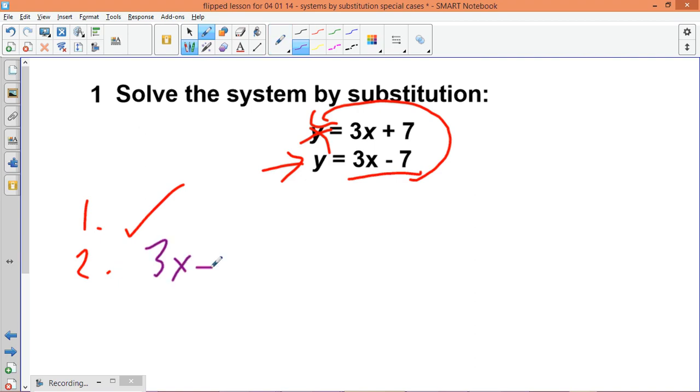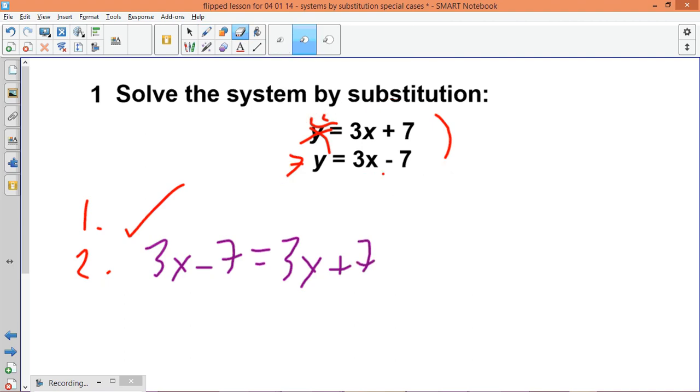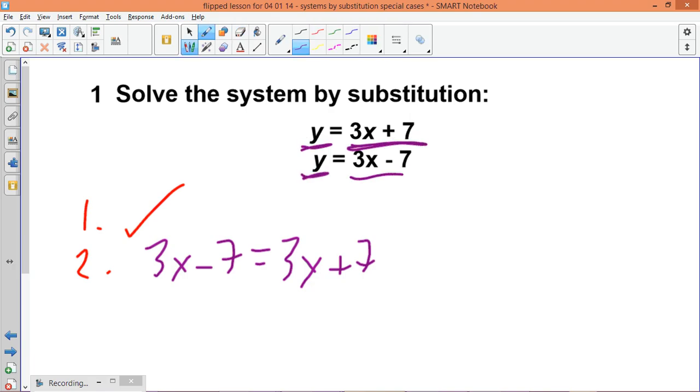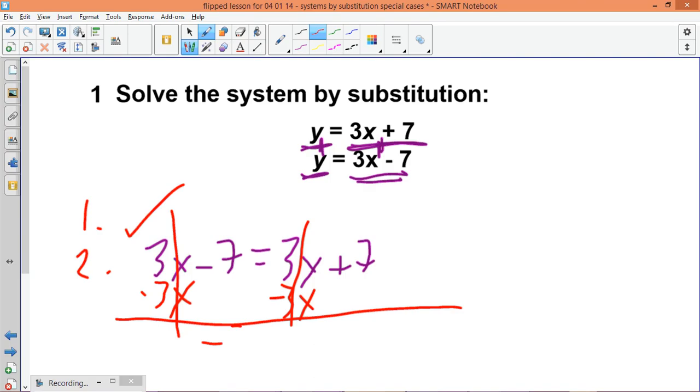3x minus 7 equals 3x plus 7. And that should make sense, right? Because what this is really saying is y equals this guy, but y also equals this guy. So if y equals y, then this guy must equal this guy. So I have 3x minus 7 equals 3x plus 7. Now I simplify. Minus 3x, because I want my x's on the same side. That cancels out. That cancels out too. What am I left with? Negative 7 equals positive 7.